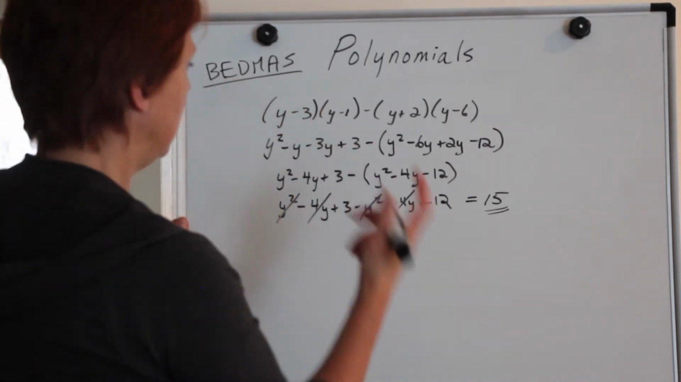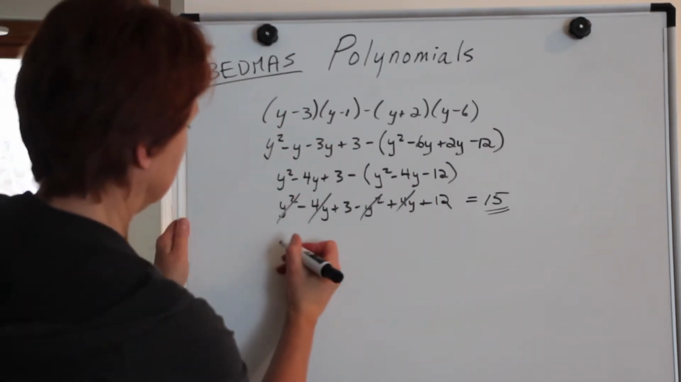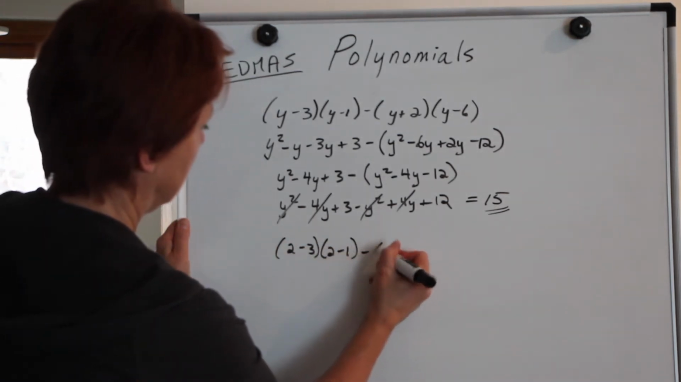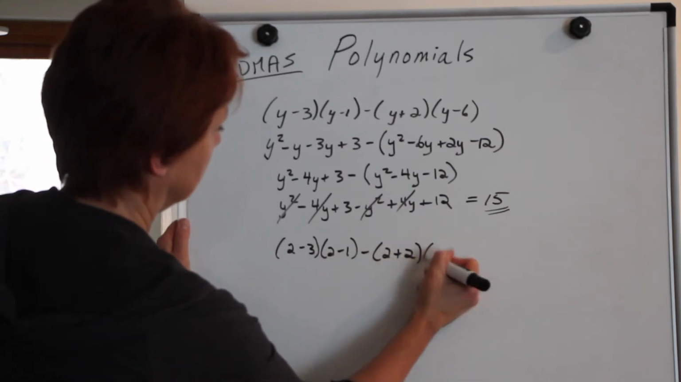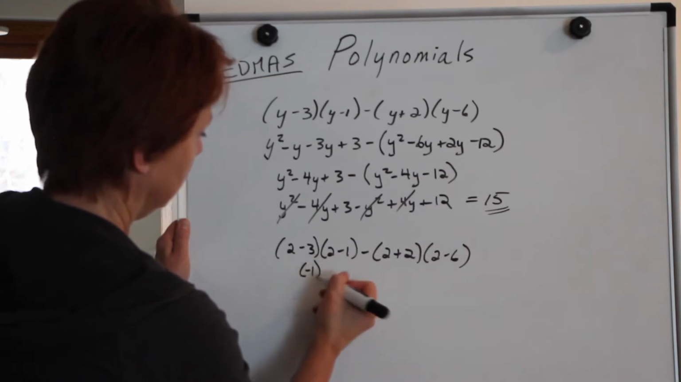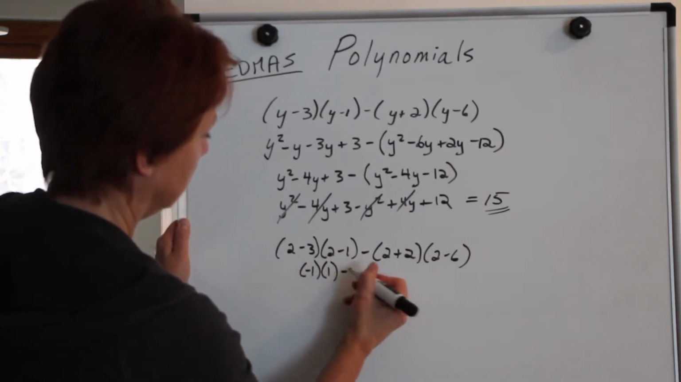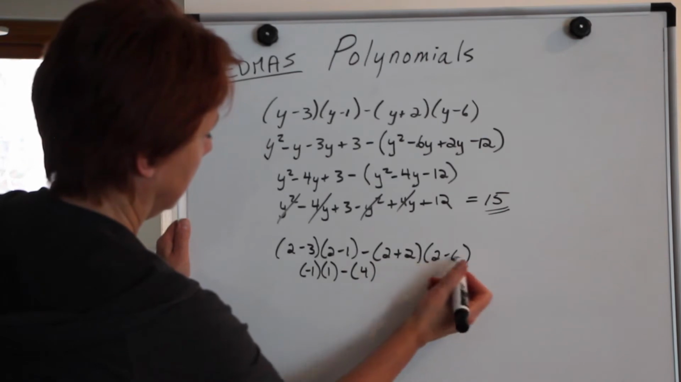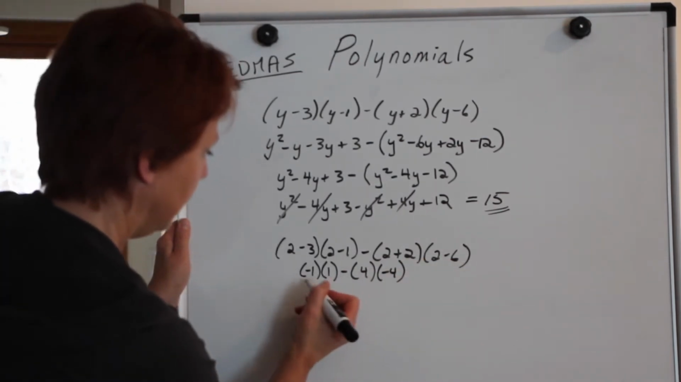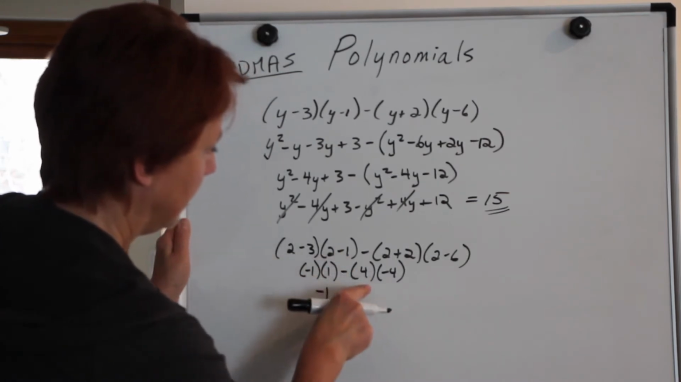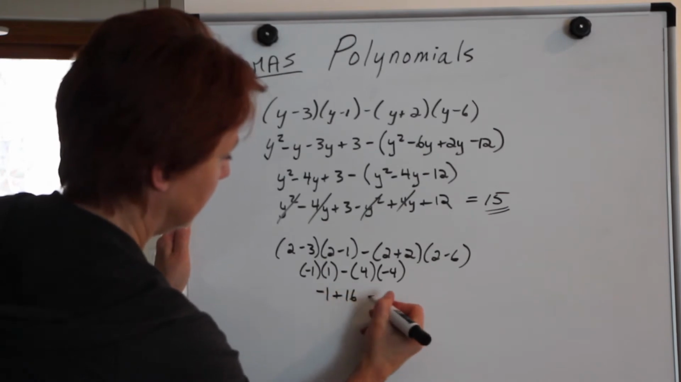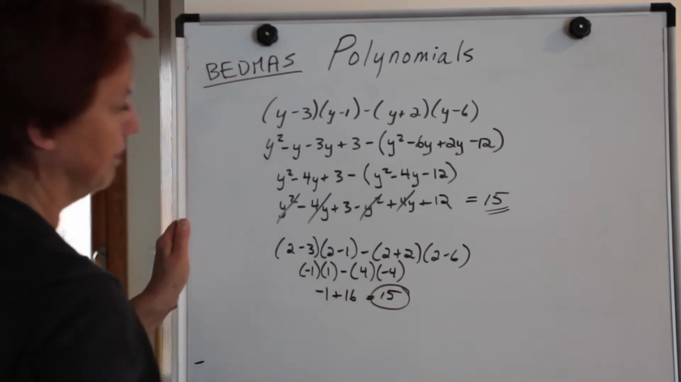Let's try it. Let's try putting in a 2. All right? So 2 minus 3 times 2 minus 1 minus 2 plus 2 times 2 minus 6. So we get negative 1 here, we get 1 here, we get 4 there, and we get negative 4 there. This gives us negative 1, then plus, because a minus and a minus, 16. And look, we get 15.